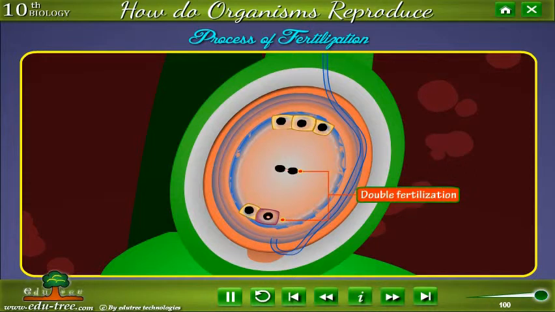The process of fusion of a male gamete with the egg and the other gamete with the secondary nucleus is known as double fertilization.